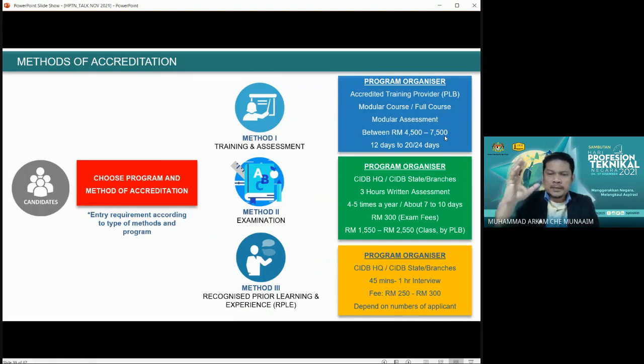So this is what we need to understand: there are three methods of accreditation conducted by CIDB. You can go for the cheapest one and just pay the examination fee or interview fee directly to CIDB. Or you can go for the moderate one, where you also have preparation to answer the examination questions. That is about 300 exam fee, as well as 1,550 to 250 at the moment to PLB for a preparatory class to join for the assessment later.